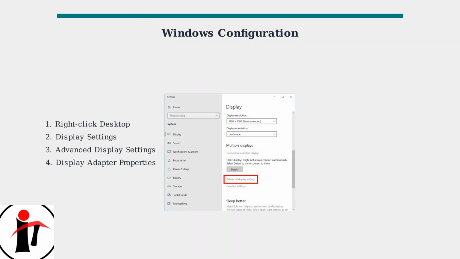Now let's configure Windows to enable 240 Hz. Right-click on your desktop and select Display Settings, then Advanced Display Settings, and finally, Display Adapter Properties. Under the Monitor tab, select 240 Hz as your screen refresh rate. This is the crucial step that enables the high refresh rate display.